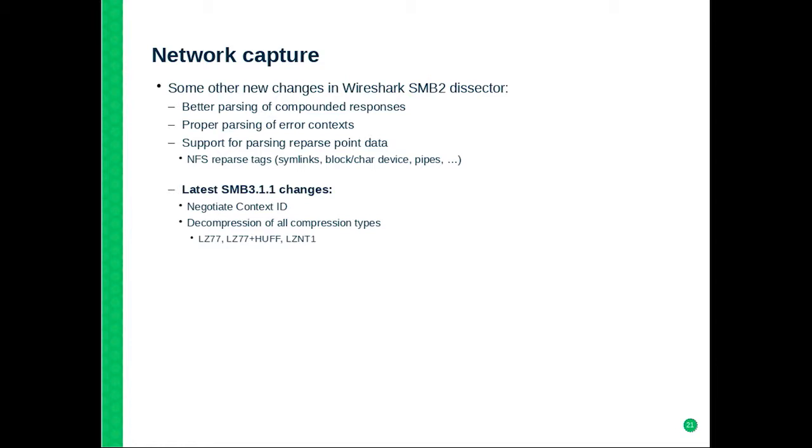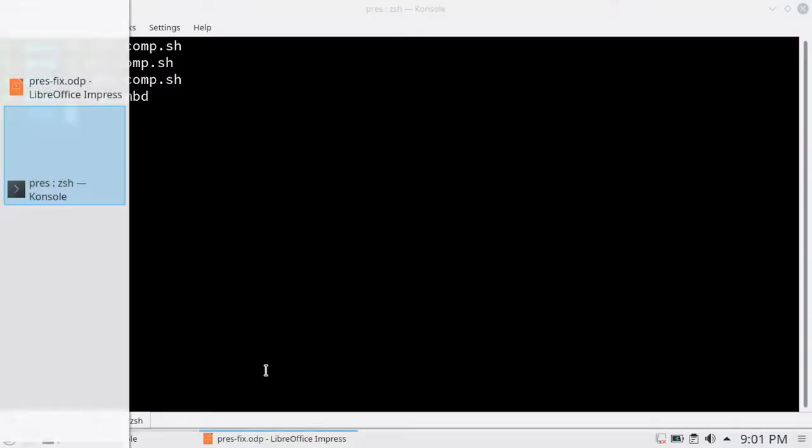So some other new stuff that got into Wireshark recently: better parsing of compounded responses, some support for parsing NFS reparse tags, and some very new changes for SMB 3.1.1: the negotiate context ID and the decompression of all compression types. As far as I know, those three. There's nothing special to do. You just open your trace, and it should show you the payload decompressed. I have a trace here I can show you.